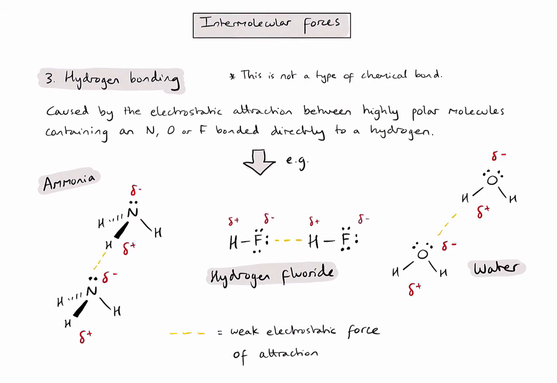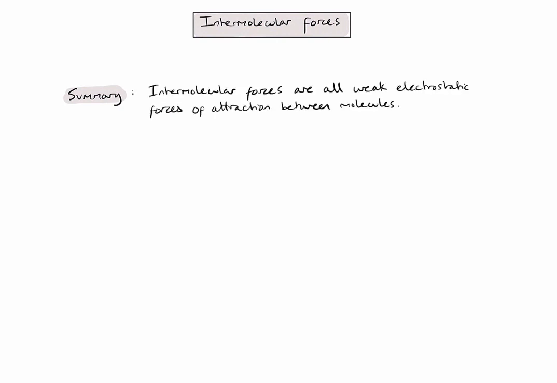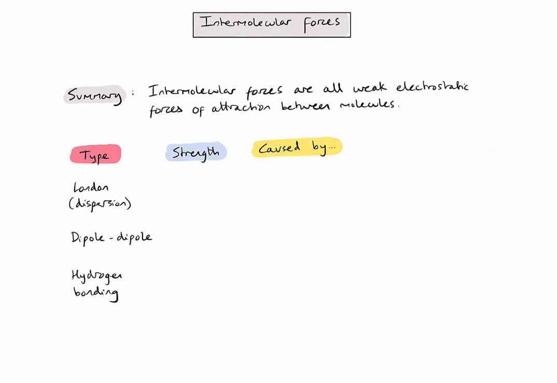Let's now summarize the key points from this video. Firstly, it's worth mentioning that intermolecular forces are all weak electrostatic forces of attraction between molecules, although London forces can actually also act between atoms. There are three types we need to know about: London forces, also known as dispersion forces, dipole-dipole forces, and hydrogen bonding. Remember, hydrogen bonding is not actually a form of chemical bond, it's just given that name because it's the strongest of the intermolecular forces.